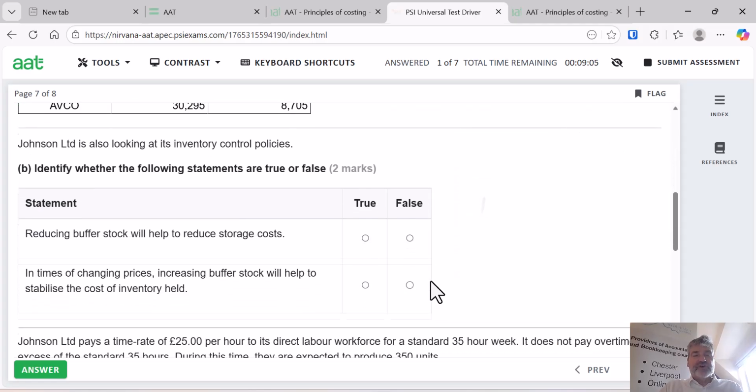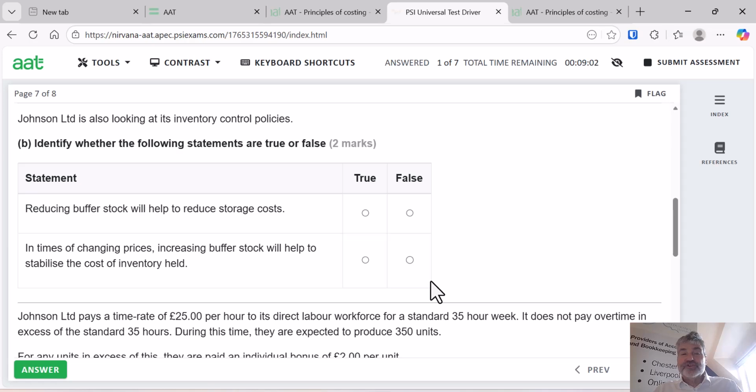Okay, well, let's have a look at part B. We've got a true or false sequence this time. This is about buffer stock. So the first question, reducing buffer stock will help to reduce storage costs. Well, buffer stock is an amount of stock that you would keep just to make sure that you didn't run out of stock. So you've got a buffer in there that you can use if there's some excess demand, for example, whilst you wait for replenishment of inventory to come in.